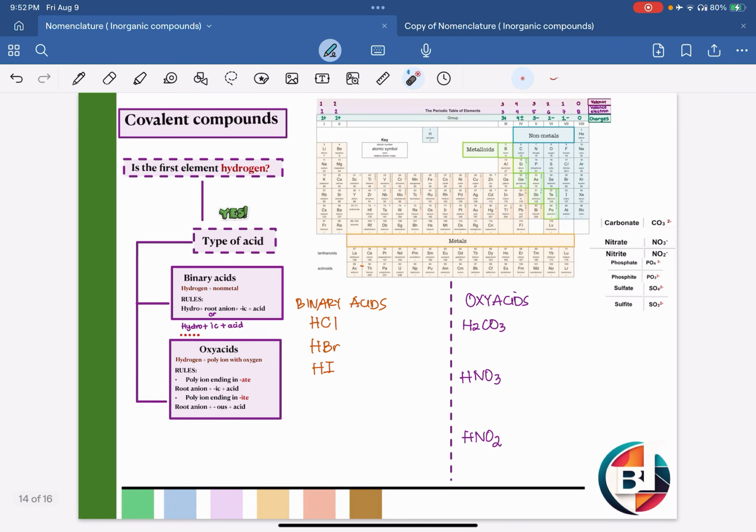If the answer to the question, is the first element hydrogen, is yes, that means you're working with an acid. Acids have 2 types. The first one is called binary acid, and it is composed of hydrogen and a nonmetal. The next one is oxyacids. It is termed oxyacid because of the presence of oxygen in the polyion that is combined with hydrogen. Let's have first the rules for binary acids.